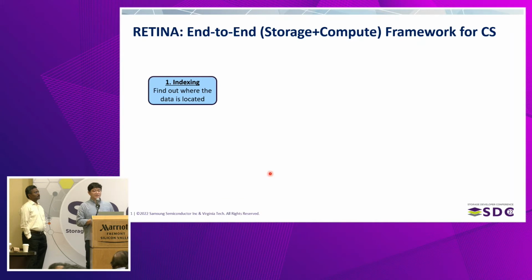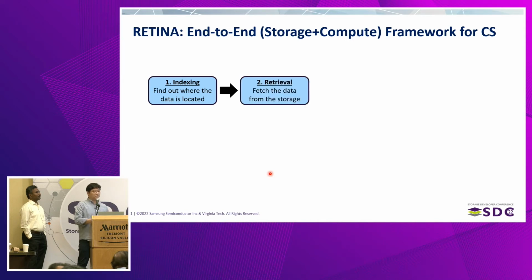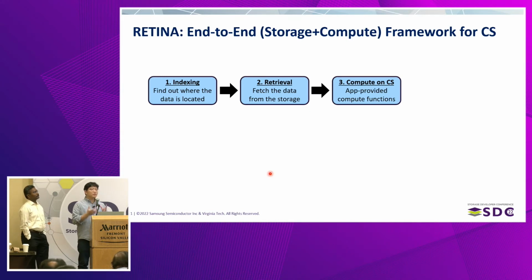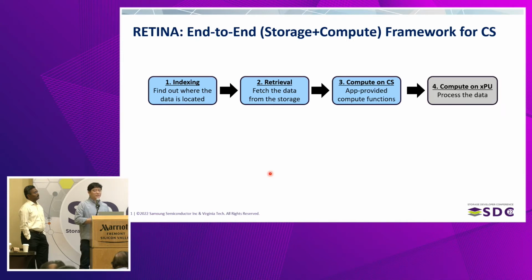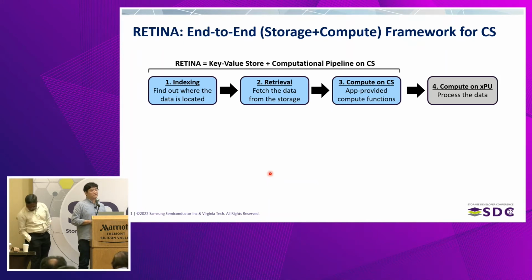So our answer is RETINA, and under RETINA, we have a slightly modified pipeline. The first one is of course the indexing step, so we should be able to locate where the data is, and then we have to fetch the data, right? But once we fetch the data, some of the operations, not all, have to be done right after fetching the data, right? That should be executed on the computational storage side, and the rest of the operations can be done on any XPU, such as the CPU or the GPU. So RETINA basically covers the first three steps.